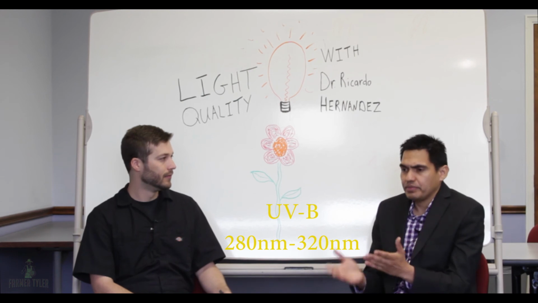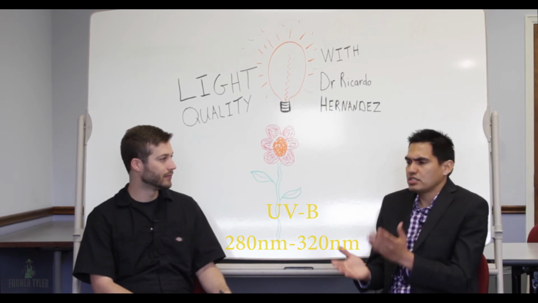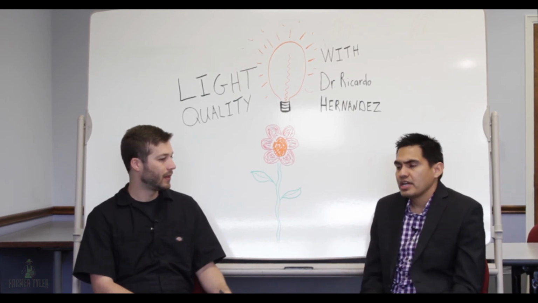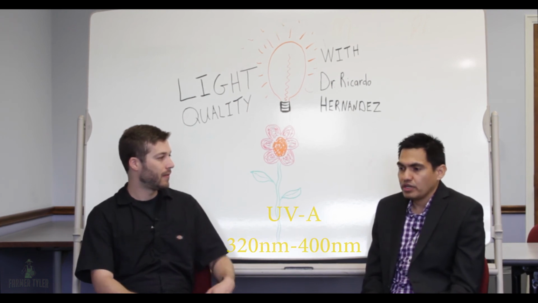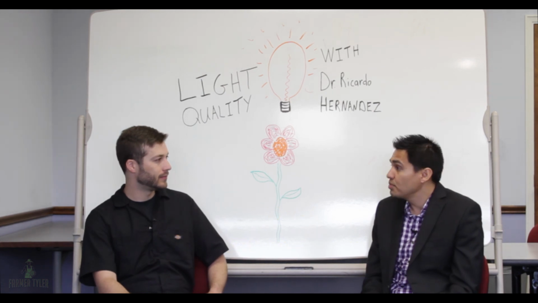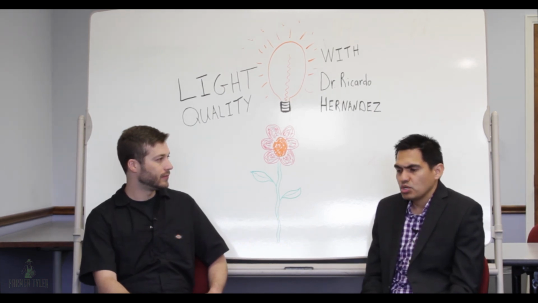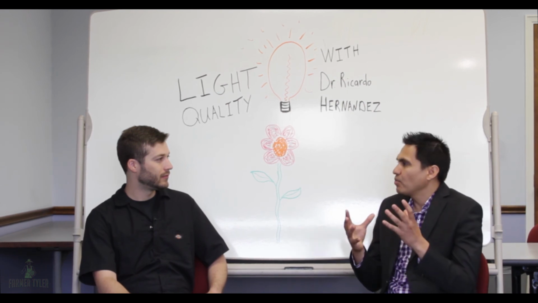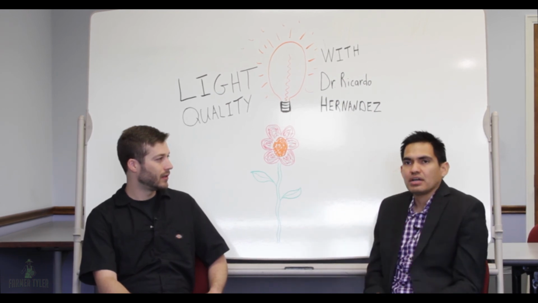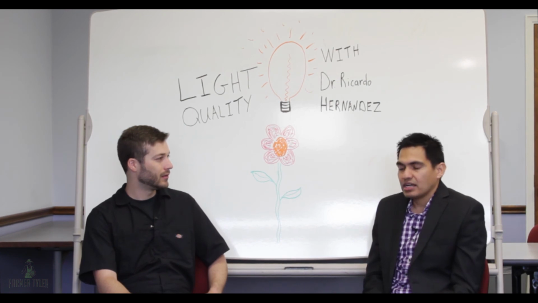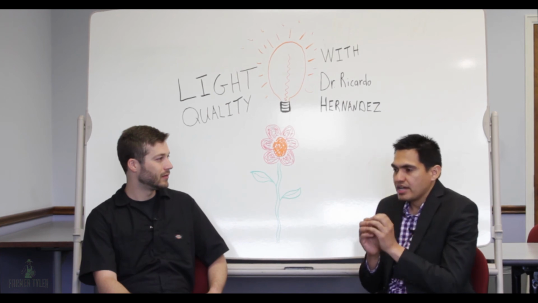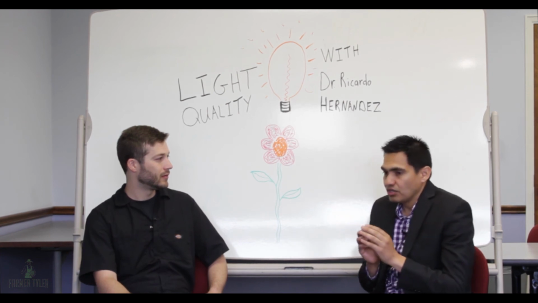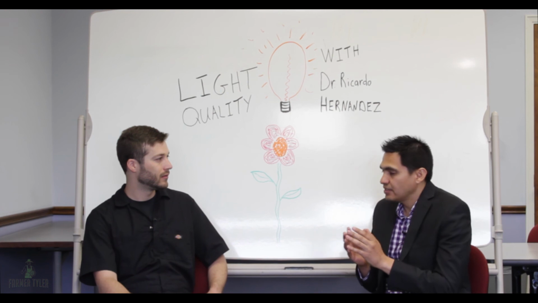Depending on the field and the scientist, there's just a little bit of wiggle room on those numbers. And then you have 320 to 400, which is UVA. Most of the plant studies done under UVB have been done with UVB levels that are significantly higher than what is exposed on Earth. If you do that, then you see an inhibition in growth, an inhibition in photosynthesis, and sometimes damage to the photosynthesis apparatus.